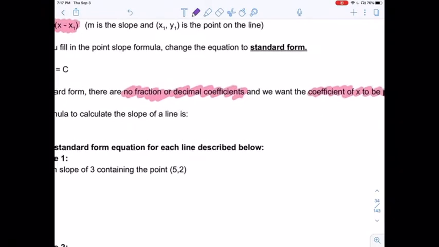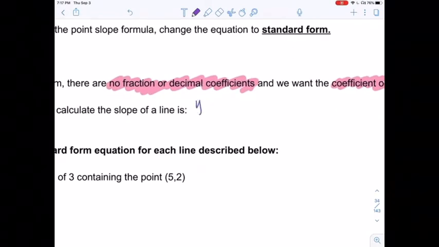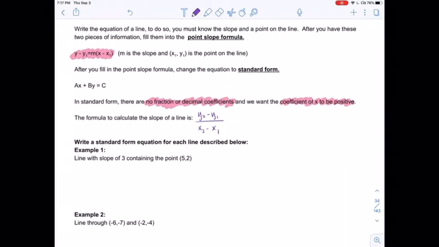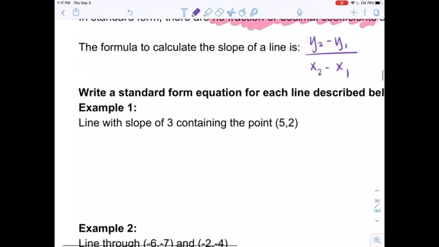Remember that our formula to calculate the slope is y2 minus y1 over x2 minus x1. So I'm going to kind of breeze through these. Think about the points that you have and what information you have, because in this case we have a slope and we have a point. So I'm going to put this into point slope.